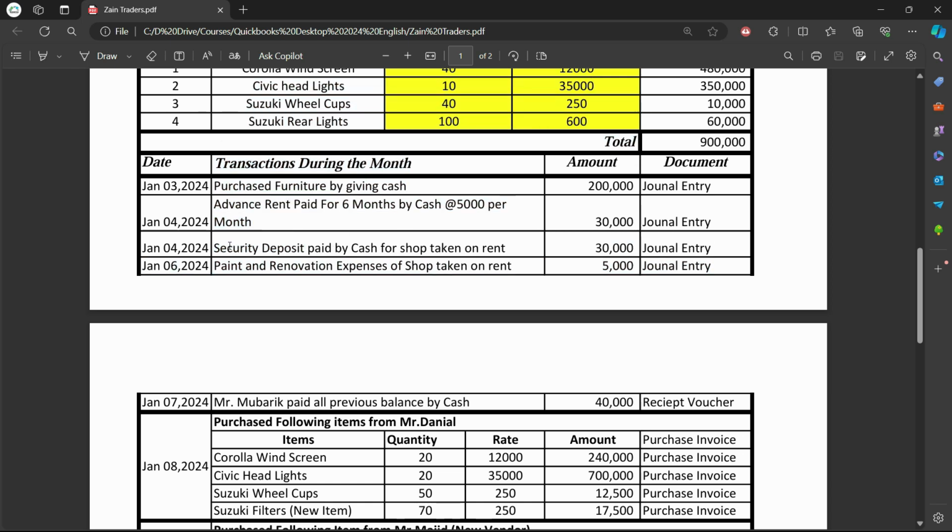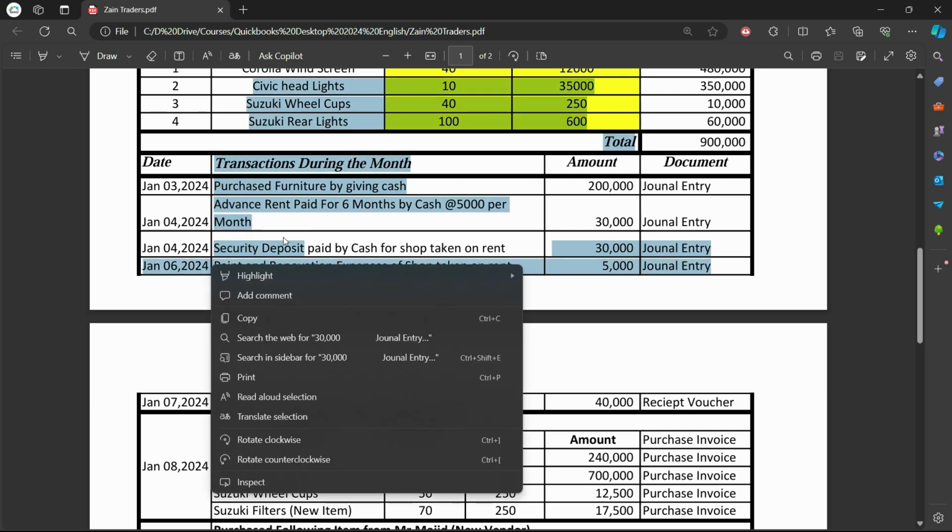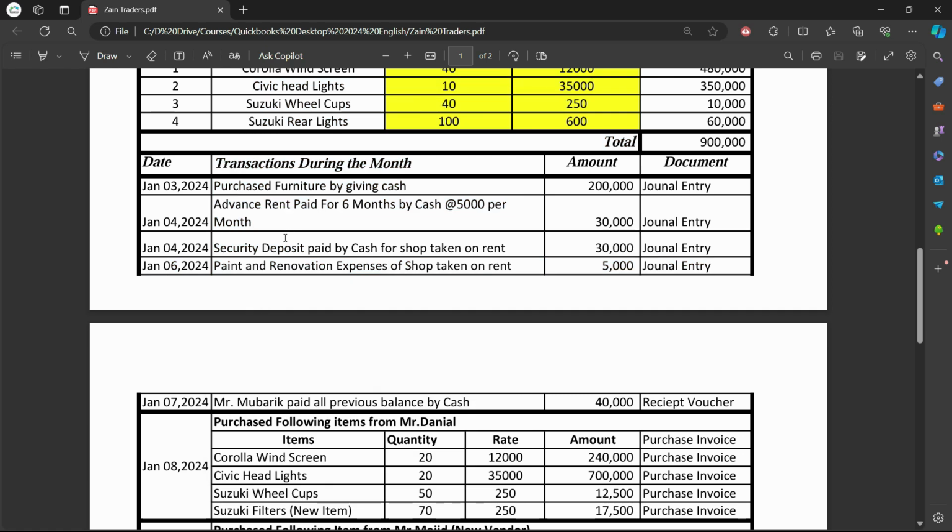So security deposit is what? Current asset or non-current asset? It's the other asset. It's not the fixed asset. It's not the current asset. It's other asset. Because the fixed asset nature is what is bought for a long term and it's not going to be exchanged in cash.